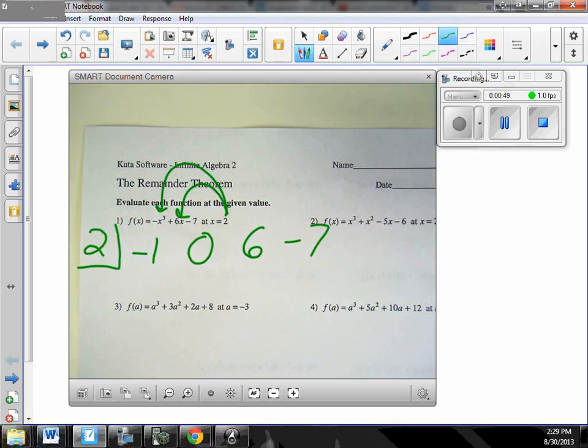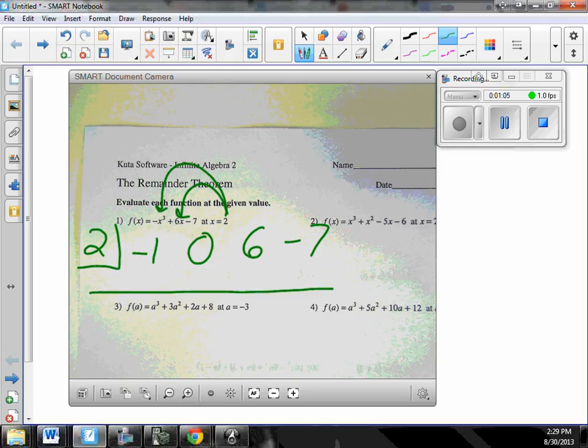Now, if it said x minus 2, then you change it into the root 2. But in this case, it actually says x equals 2. So we're going to use 2. But in the next set, we'll have to change it. Okay? So, Sadie, you all right with this?